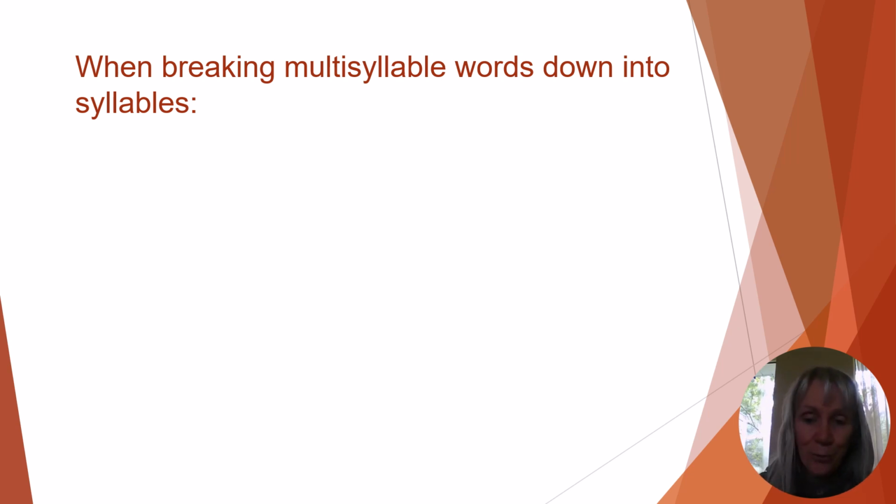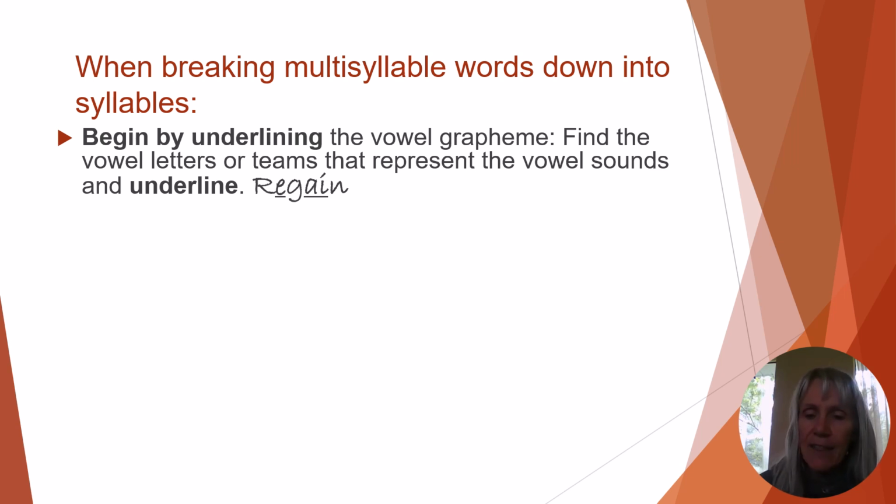When we are reading and writing, or reading and decoding, we are going to be looking at the graphemes, the letters or letter combinations that represent the sounds those words are making. So we are going to be looking at graphemes, the vowel letters or vowel team combinations that are used to represent those sounds. We begin by underlining the vowel grapheme that we are seeing in the word we are reading. We find the vowel letters or teams that represent the vowel sounds and underline them.